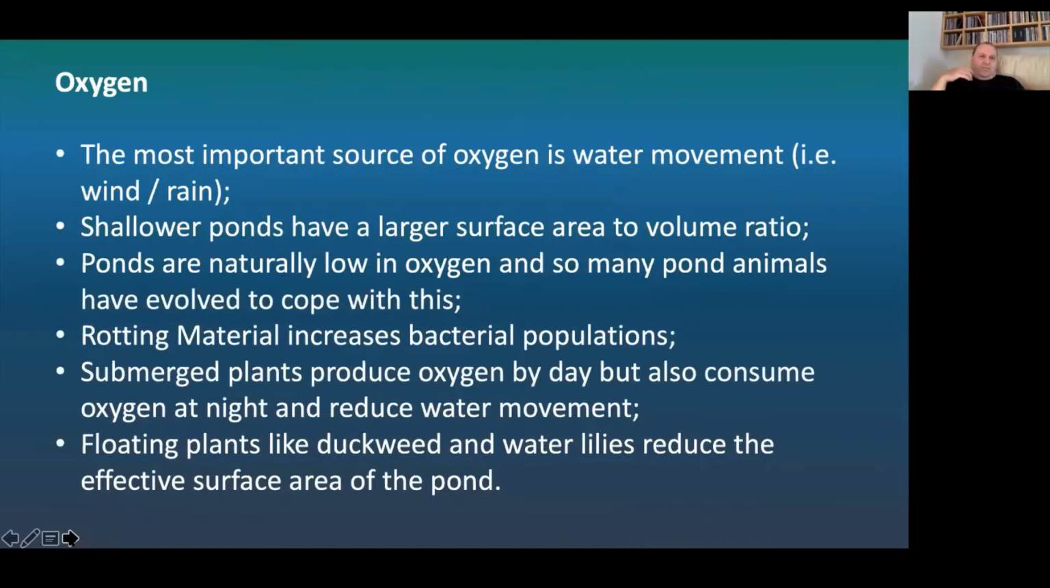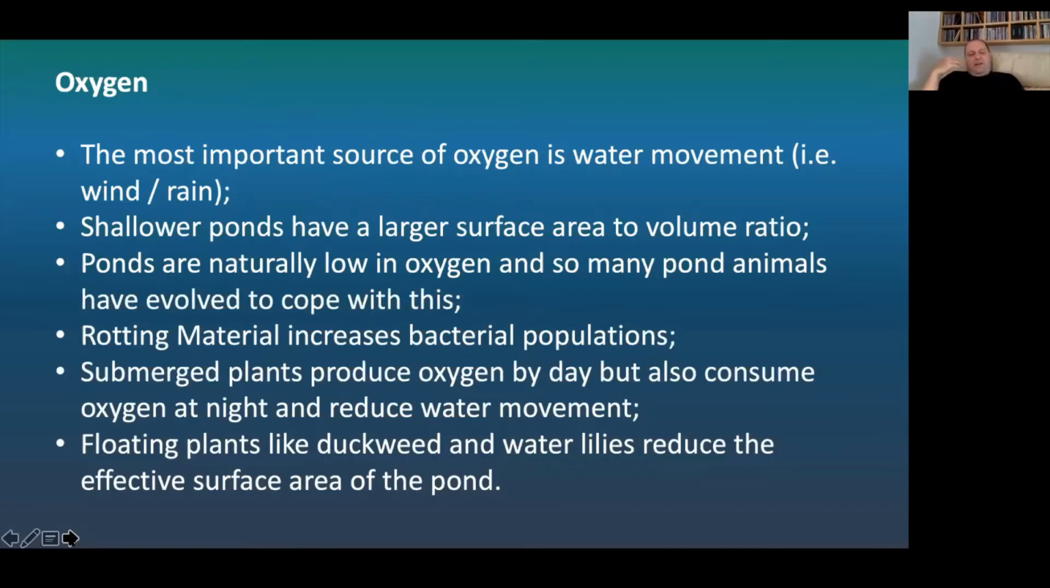So, oxygen. There are a lot of things to say about oxygen, but in terms of water, oxygen doesn't move naturally through water very easily. So basically, you need to get the water to move and turn over, and that tends to happen most efficiently through wind and rain. Now, shallower ponds will have a larger surface area to volume ratio, so they're going to find it easier to be well oxygenated than deep ponds, because in a deep pond you not only get a lower surface area to volume ratio, you'll also get a bit of a sump area at the bottom where it's harder to move the water to. Ponds are naturally quite low in oxygen, and many pond animals can cope with that. They have evolved various mechanisms, and we'll go through some of those in a minute.